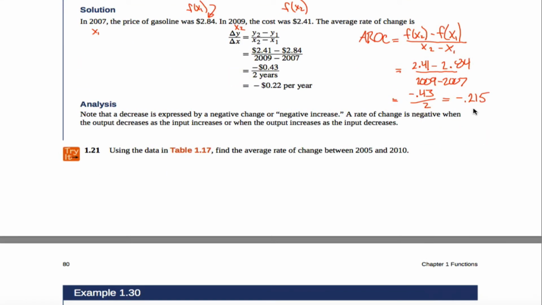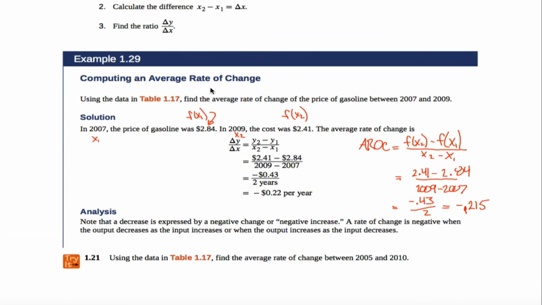A couple notes on this answer. I didn't include any units, but this would be in dollars per year. I'm saying it's $0.215 per year. And note that it's a negative number here. So what the negative in this case means is that the average rate of change is negative. The price of gas is falling, and that makes sense because in 2007 it was $2.84, but 2 years later it became cheaper. So the price of gas was decreasing. The average rate of change was negative.